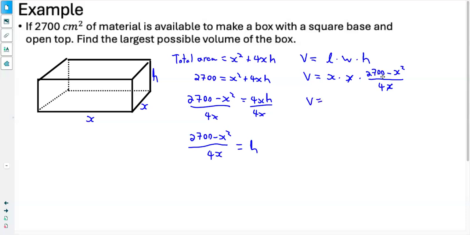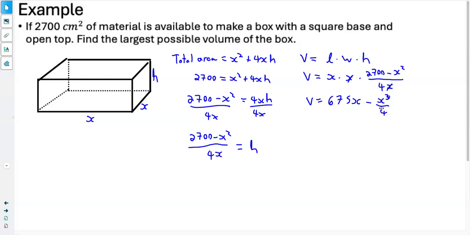So we'll multiply our 2,700 by x and then divide by 4. So that gives us 675x. Multiplying our x by x squared gives us x cubed. Divide by 4 gives us essentially minus x cubed over 4.